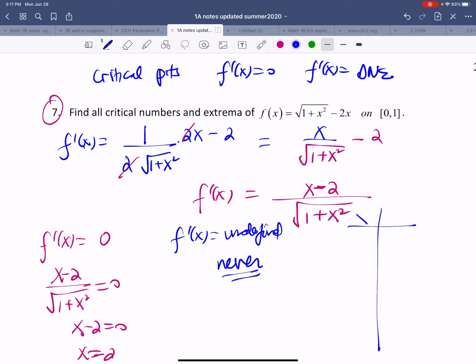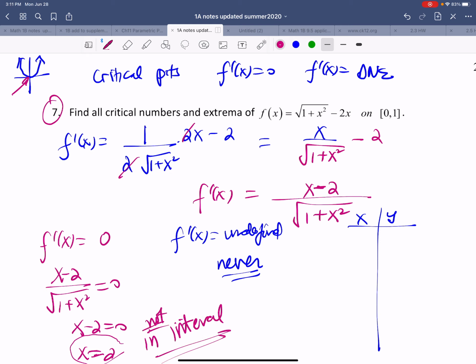So that means I'm ready to find out my absolute max and min, my extrema here. Your absolute max and min can also be your local max and min. For example, in the case of y equals x squared, this point is the absolute min. It's also a local min. Okay, f prime of x is undefined: this is never, so make a table. x equals 2 is not even in the interval. That means I don't need to worry about the point x equals 2. It may have a max or min at x equals 2, but we're not looking at it.